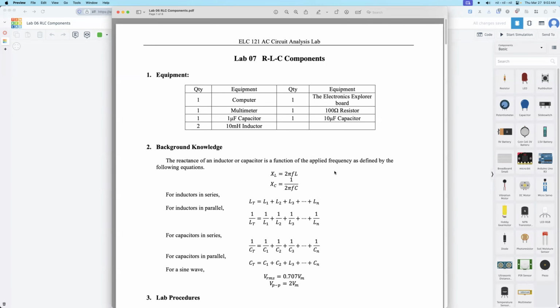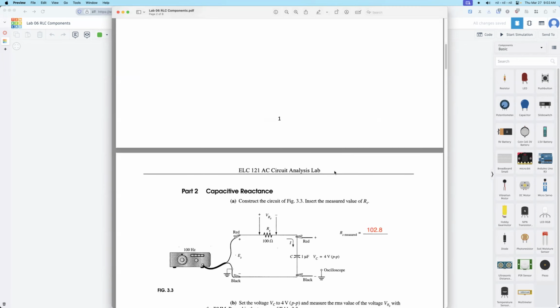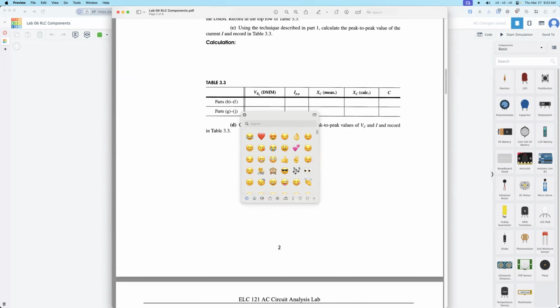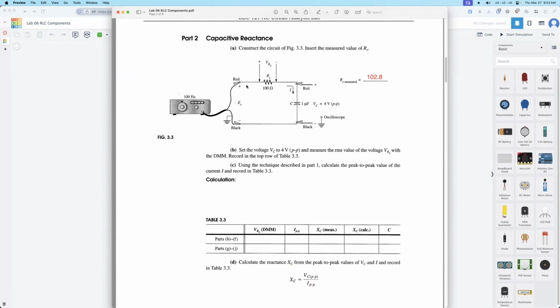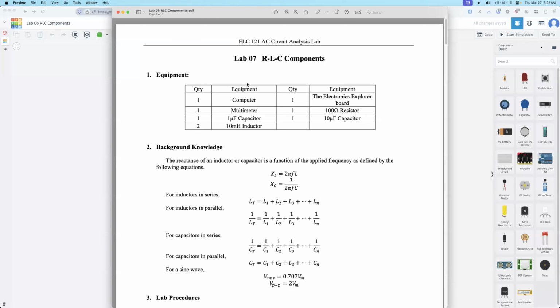Okay, so let's start. Today we will do a new lab. This lab, we will do RL and RC circuits. Now we will do inductor and capacitor in AC circuits.